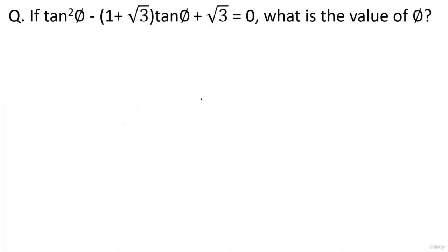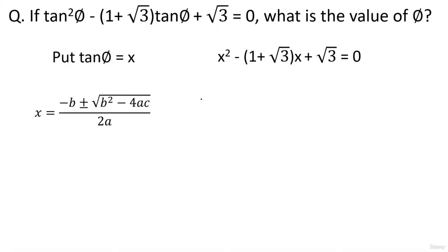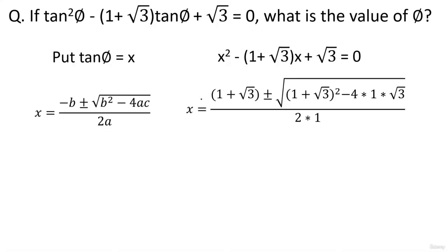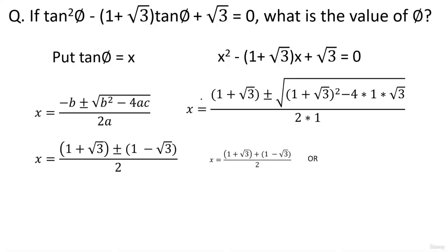If tan square phi minus (1 plus root 3) tan phi plus root 3 is 0, what is the value of phi? One way to solve this question is to directly apply the quadratic formula. Put tan phi equal to x and you will have x square minus (1 plus root 3) x plus root 3 equal to 0. Use the quadratic formula, minus b plus minus root of b square minus 4ac upon 2a. You will get x equal to (1 plus root 3 plus 1 minus root 3) upon 2 or (1 plus root 3 minus 1 plus root 3) upon 2. In either case, x will be either 1 or root 3.